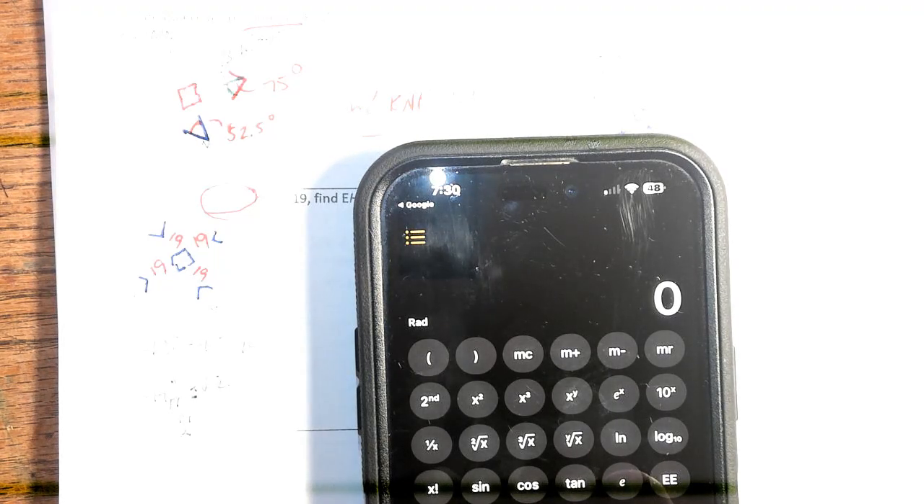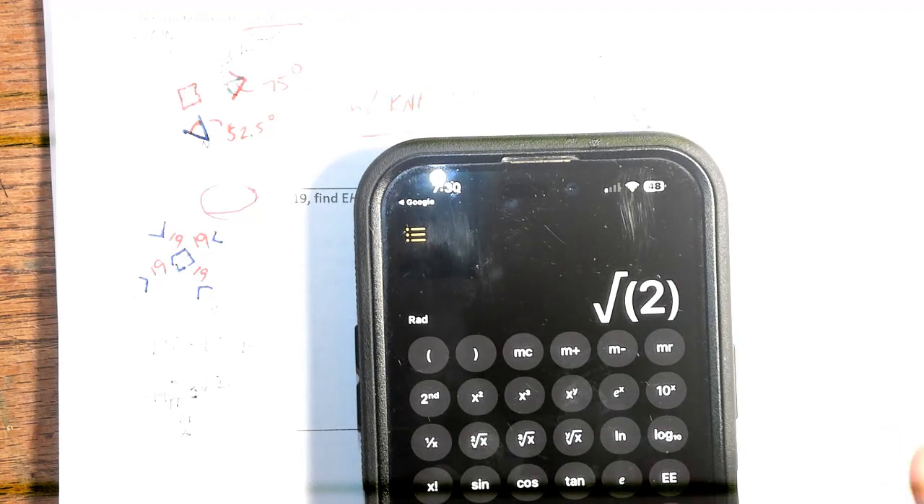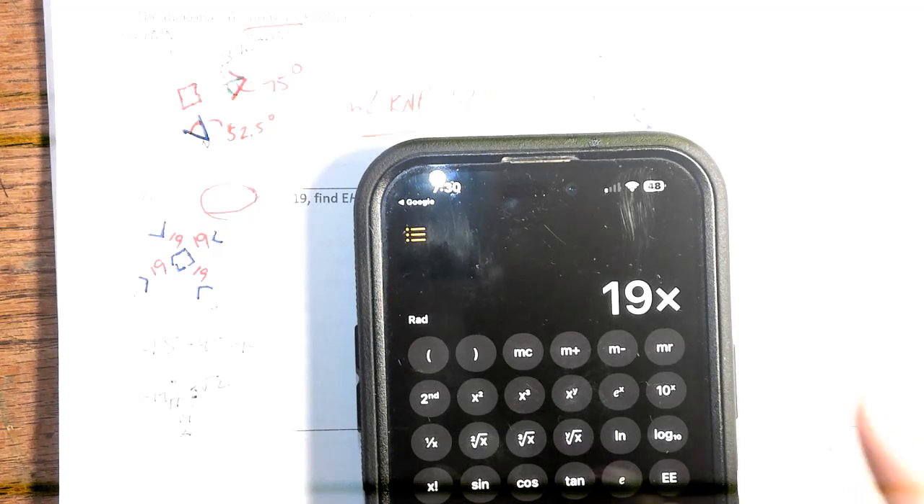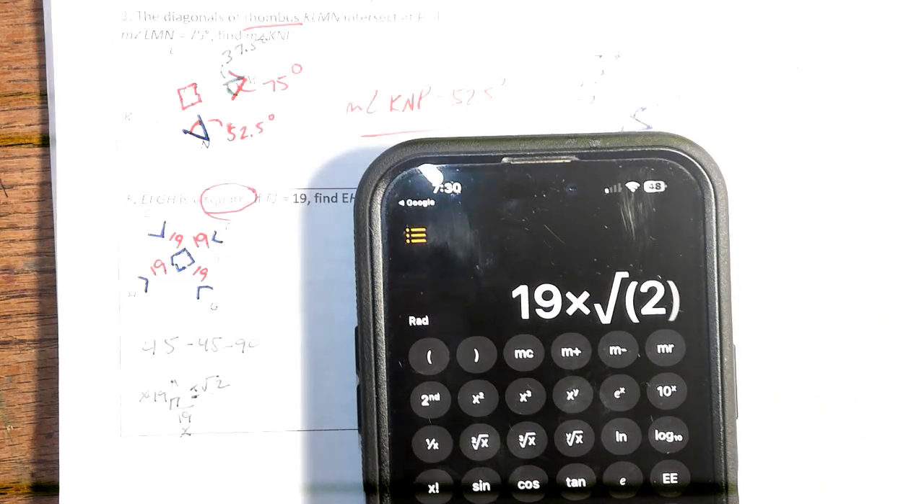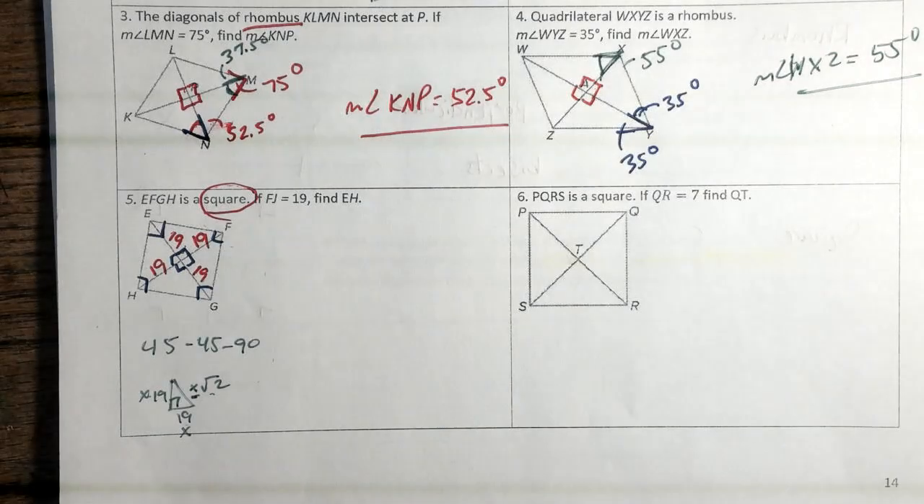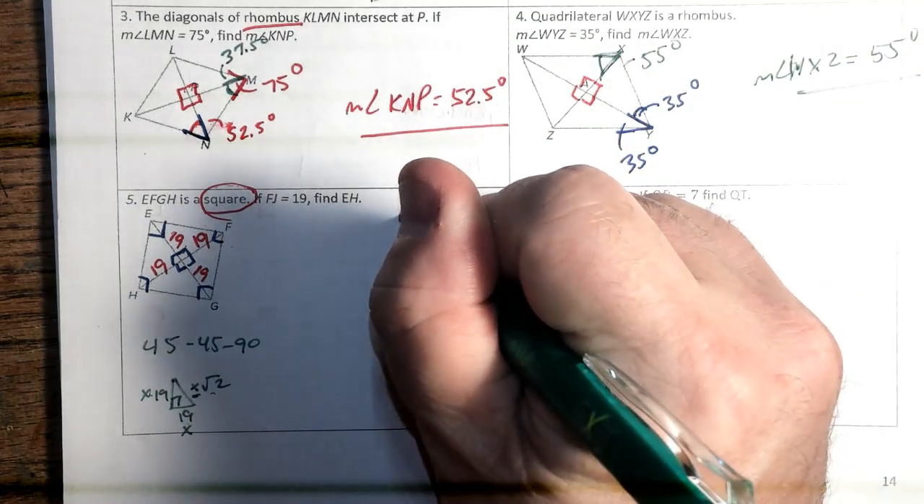So I'm going to say square root 2 times, oops, wait a minute, let me close the parentheses. Let me just do it this way. 19 times square root 2 equals, so you see it's 26.87. So that is going to be the answer. I'm just going to go ahead and write that over here for you.